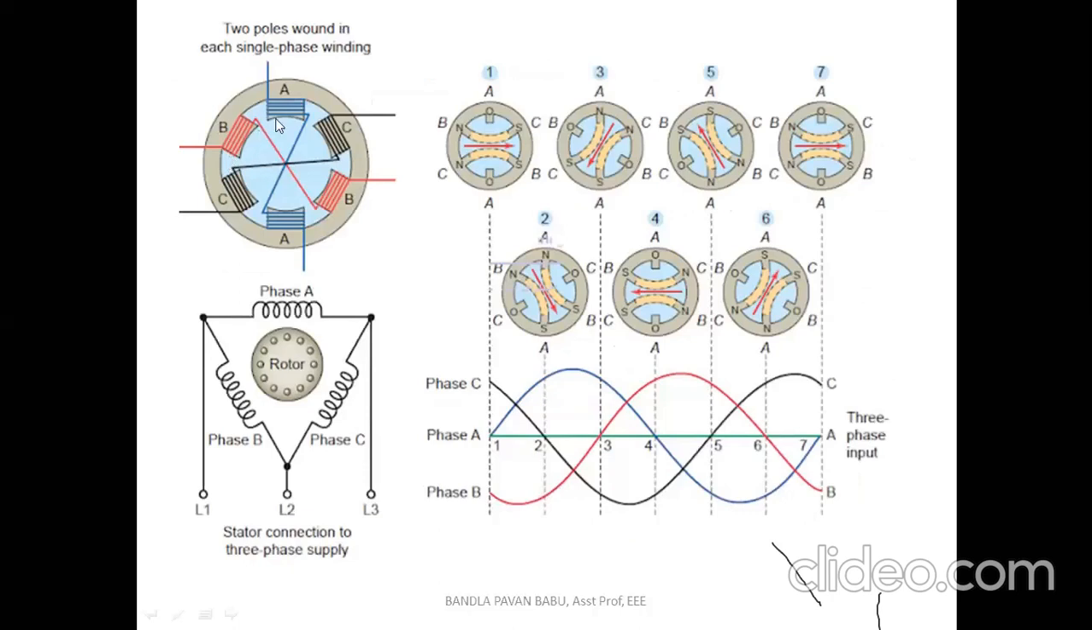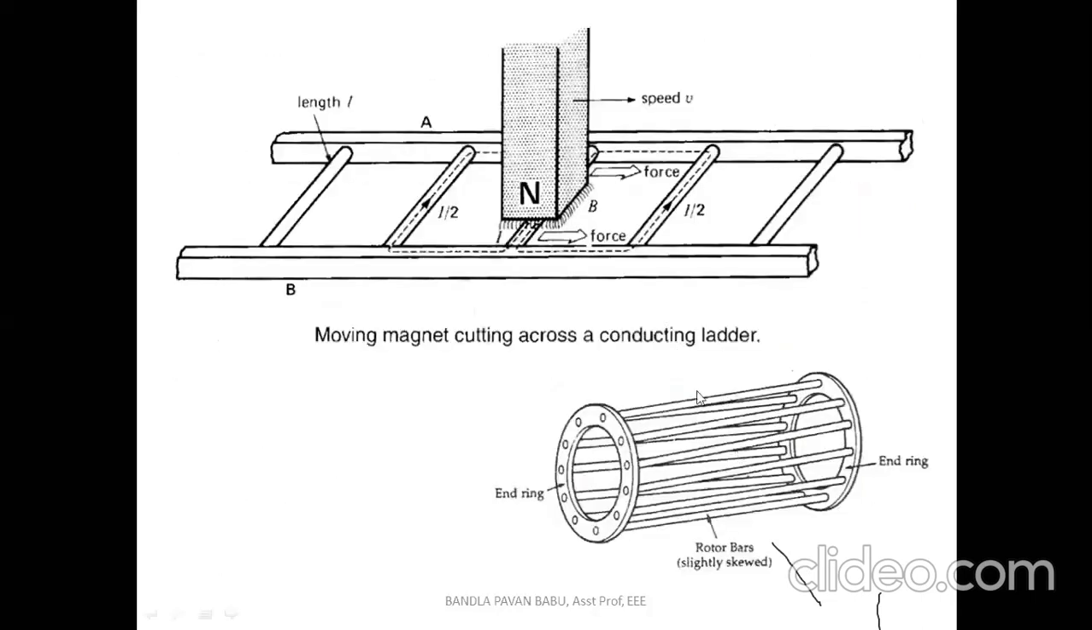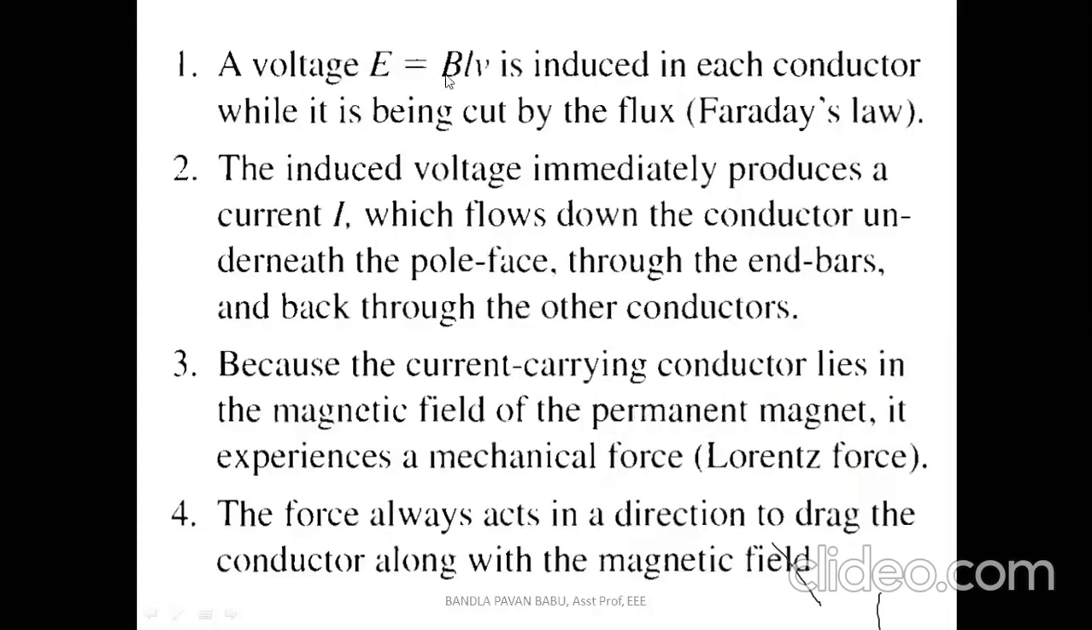We can say that it is continuously varying. The flux here is rotating, which means it is a varying magnetic field that is linked with the rotor. Obviously, as per Faraday's law, there exists electromagnetic induction. So the EMF induced here is BLV.